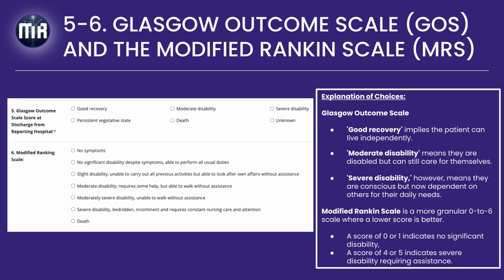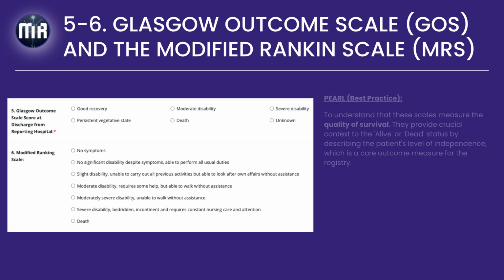The Modified Rankin Scale is a more granular 0 to 6 scale, where a lower score is better. A score of 0 or 1 indicates no significant disability, while a score of 4 or 5 indicates severe disability requiring assistance. The pearl, or best practice here, is to understand that these scales measure the quality of survival. They provide crucial context to the alive or dead status by describing the patient's level of independence, which is a core outcome measure for the registry.